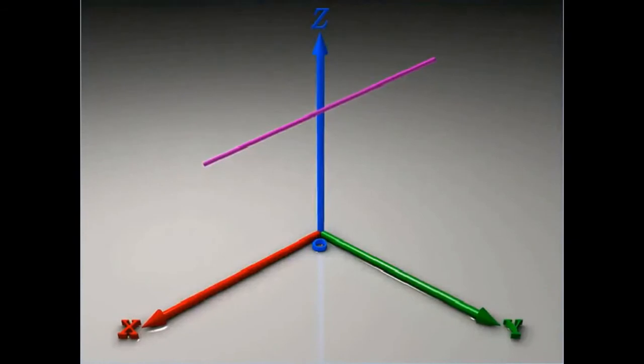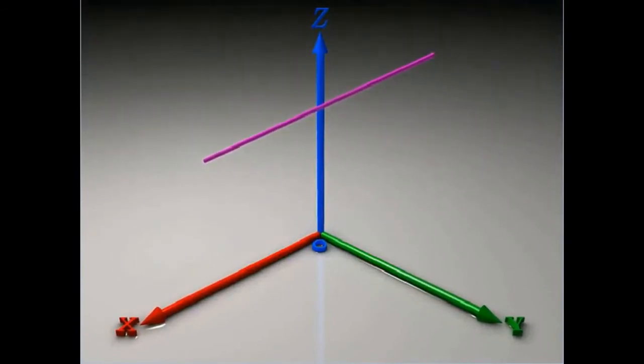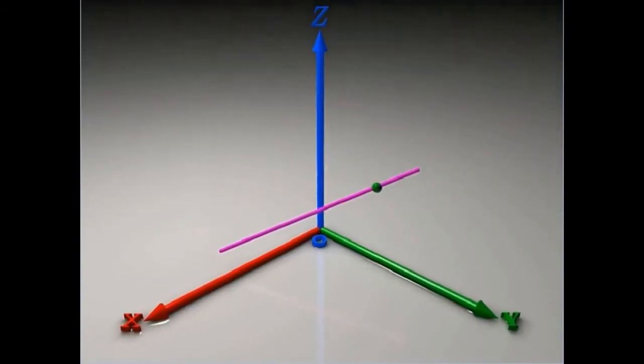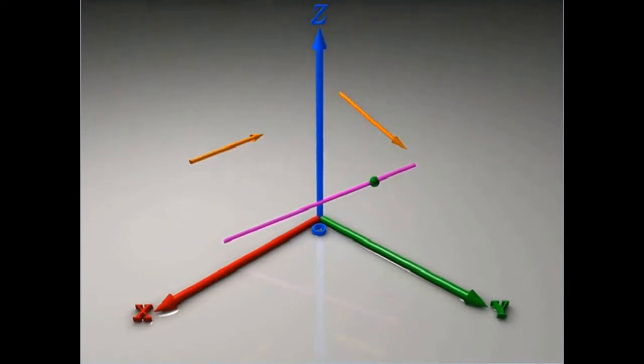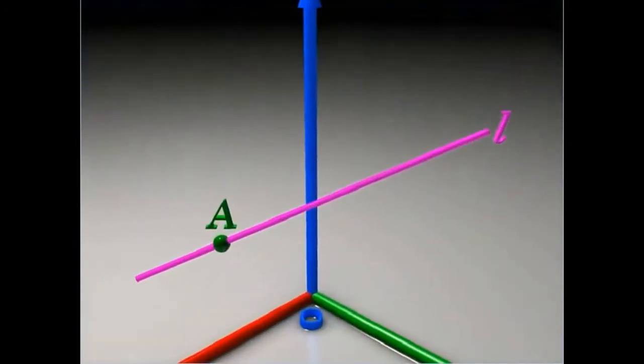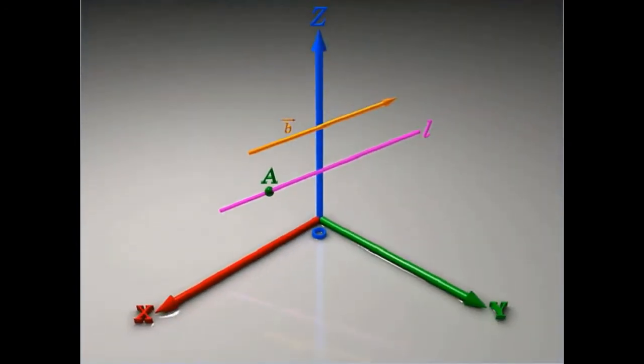A straight line is uniquely determined on a plane by its direction and a point on it. Vectors also determine direction, and hence we can use vectors to describe lines. Consider a line L in space passing through a point A, and suppose it is parallel to vector B.